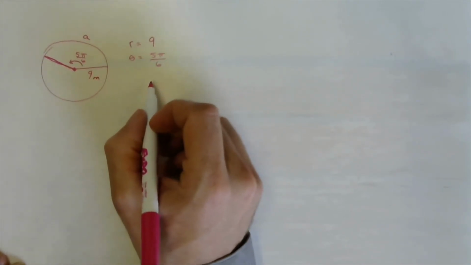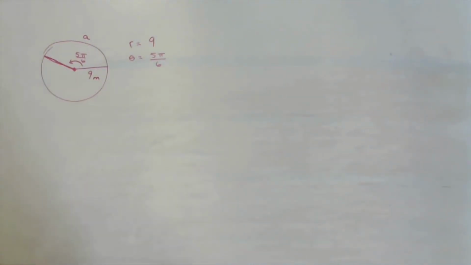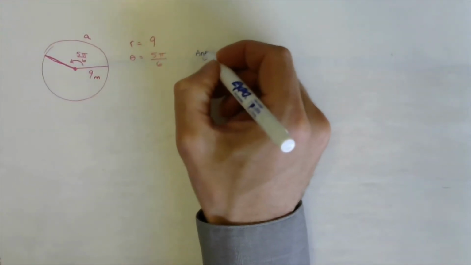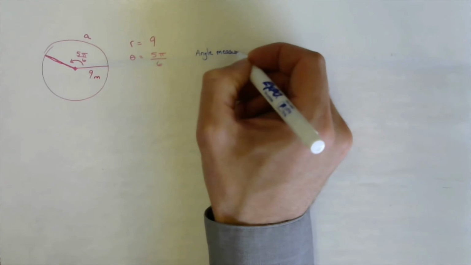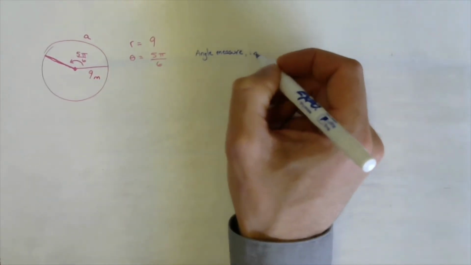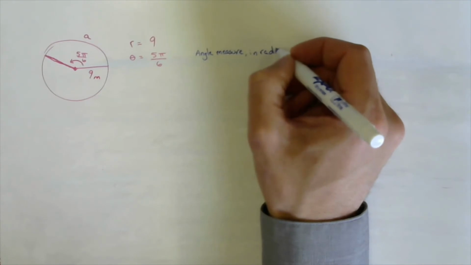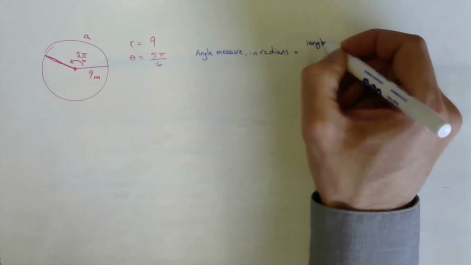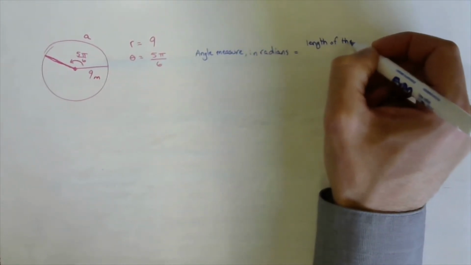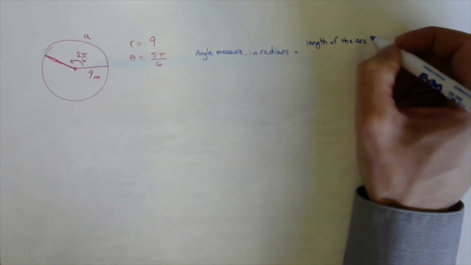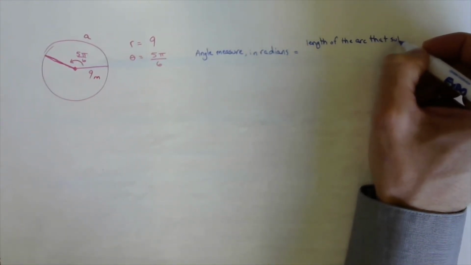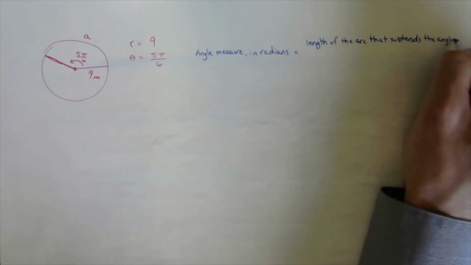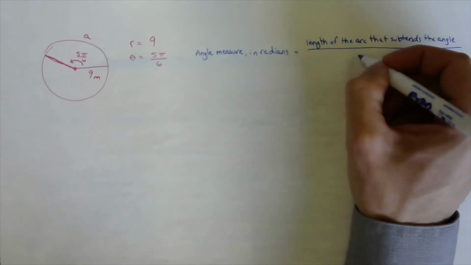And we know that, and you won't have to do this the whole time, but I'm going to write down kind of in words what we're looking at. The angle measure in radians is equal to the length of the arc that subtends the angle over the radius.